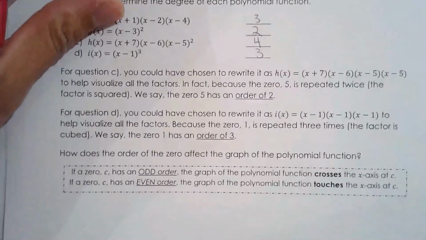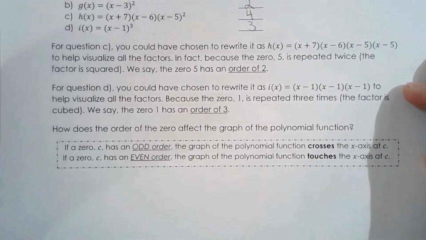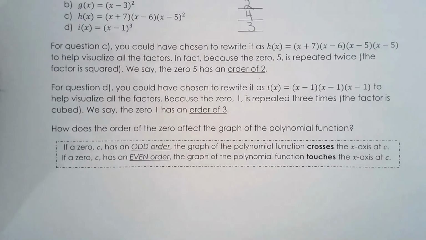Now, why do we care about the order of the zero? Because the order of the zero has a huge impact on the graph of the polynomial, and that's what we're going to use to help us generate a shortcut for graphing polynomial functions. Using the order of the zero, which can be determined by seeing how many times we repeated, if at all, that factor from the factored form, we can tell the order. I'll show you an animation on the order of zeros, and then we'll come back to this.